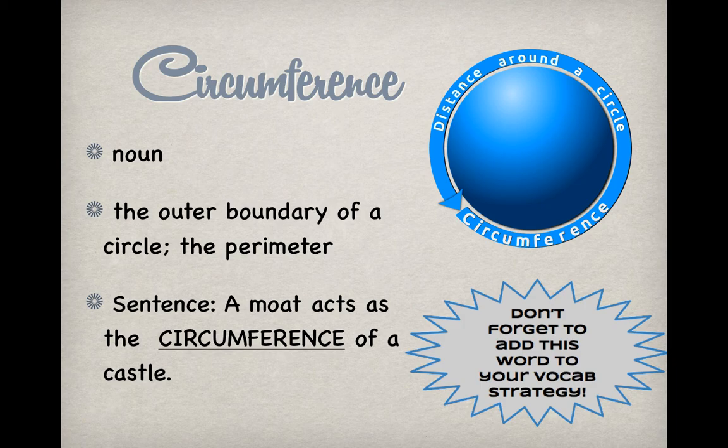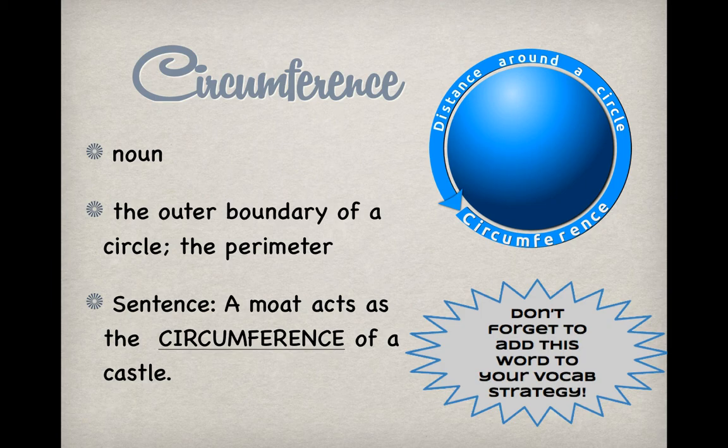An ancient defensive wall still stands unbroken on the circumference of the French town, encircling its medieval city limits. A moat acts as the circumference of a castle. Notice in both those examples, this word is being used as a noun. The part of speech is an important component to consider, especially since on your quizzes you have to plug the words into sentences. So knowing how they're used can be really beneficial.